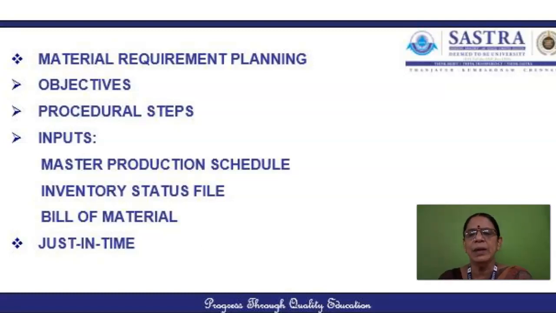Material requirement planning is a scientific technique of planning for ordering and usage of materials at various levels of production and for monitoring inventories during these activities.